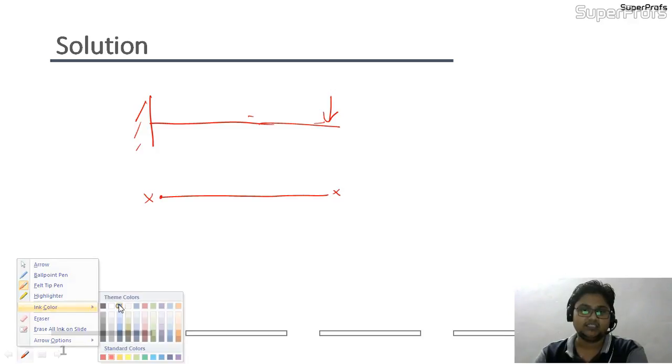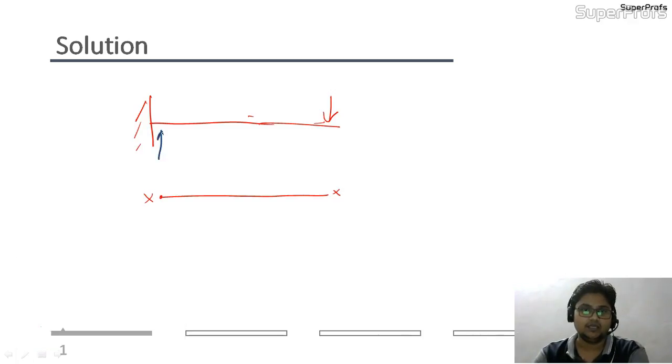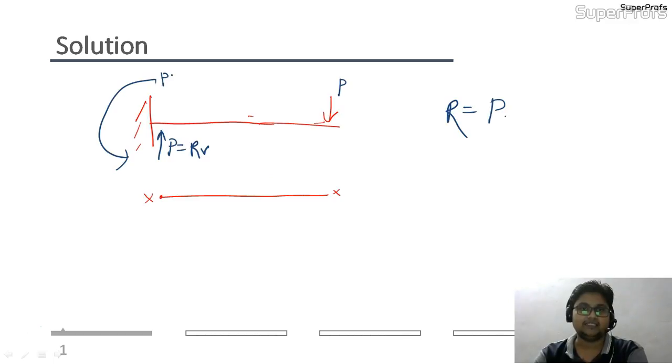Just by changing the color. So this was my P, the reaction P, so RV equals P, that is, the vertical reaction is nothing but P. I have represented a suffix V here. The V represents the vertical term. So this P is nothing but V, and a moment will come into picture, that is P into L, supposing the length of this beam is L.